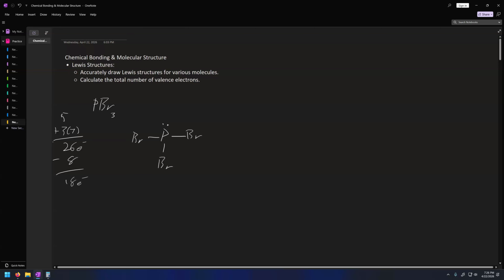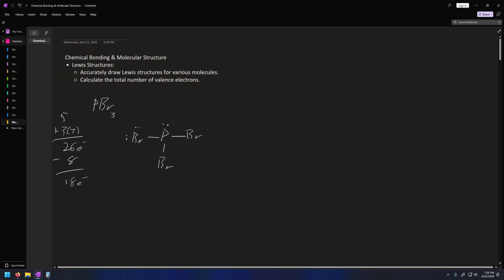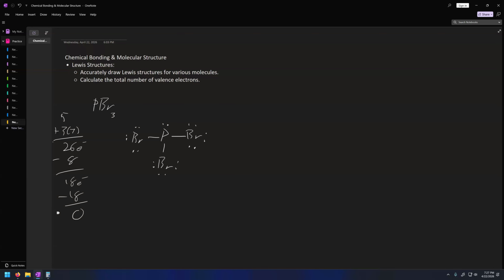Electrons like to travel in pairs, so I'm going to start filling in pairs of electrons around my atoms that don't have an octet yet. So 2, 4, 6, 8, 10, 12, 14, 16, and that is 18 electrons spent. So I update my total here, and hey, look at that. I've got no electrons remaining in my bank. This is where we want to be. Looking at that structure, I notice that every one of my atoms has 8 electrons around it in total. And so this is a happy Lewis dot structure.